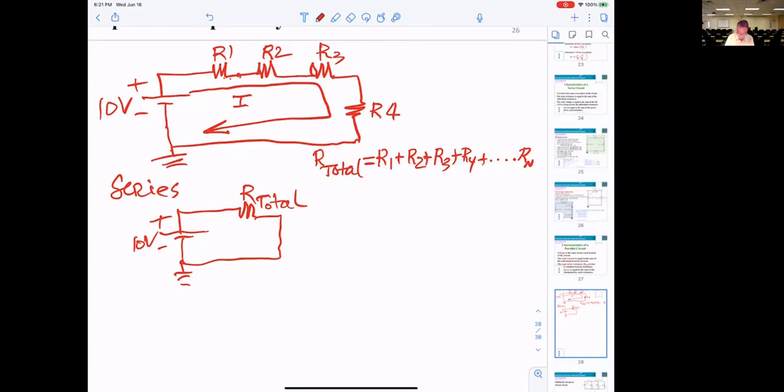Then with this, you are able to calculate the current I. Apply Ohm's law: this is the E, and E divided by R total. That's how you calculate the current I. And the current I will be the same through R1, R2, R3, R4, and so on. If you don't calculate the R total, then the formula has to be E divided by R1 plus R2 plus R3 plus R4, and so on. E means the voltage, I is the current. E divided by resistance gives the current.